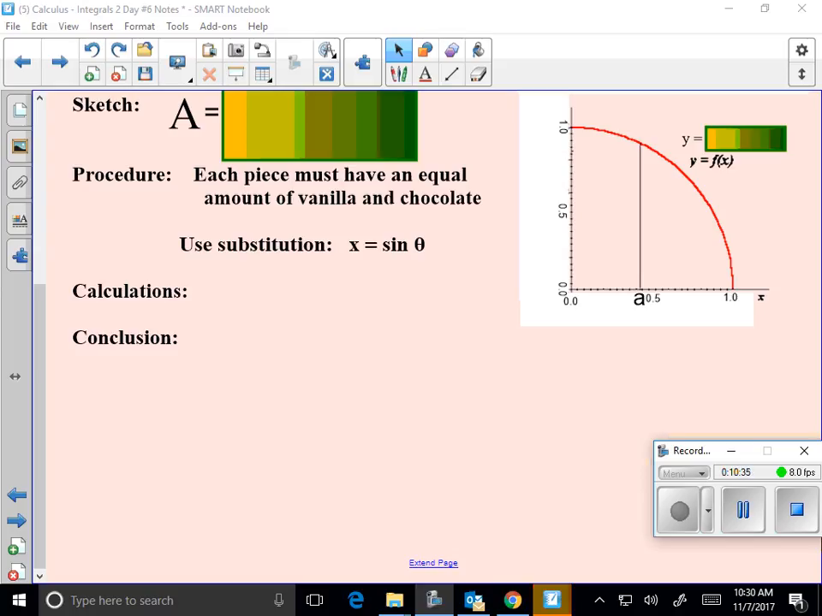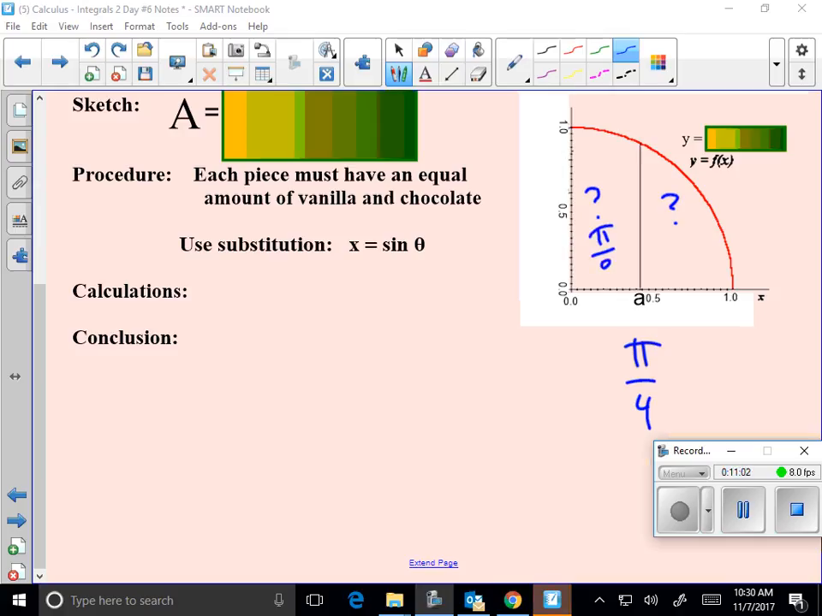Let's just assume this cookie has a radius of 1 foot. Could we find the total area of that quarter of the cookie? Yeah, it'd just be pi r squared divided by 4, which, the radius is 1, so this whole area should be pi over 4. So how much, let's say we're on the chocolate half, how much would we have here, and how much would we have here? Pi over 8. So I want an area of pi over 8.